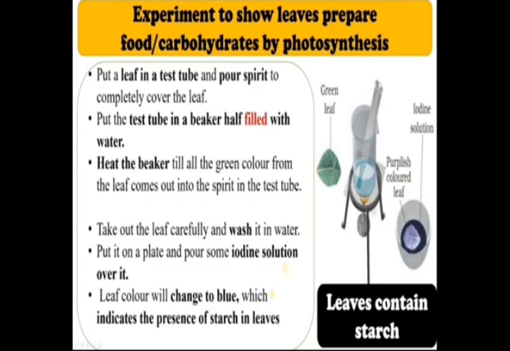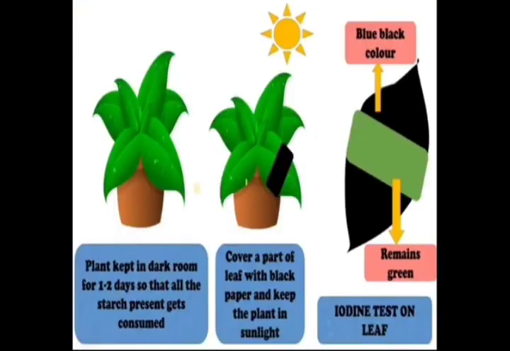Now you can confirm that by performing another activity. Look at here. Take the plant and keep it in a dark room for 1 or 2 days, so that all the starch present gets consumed. After that, cover a part of the leaf with black paper and keep the plant in sunlight. What can you observe? After that, you just pour iodine solution over it. Except the covered portion, every other portion turns blue.